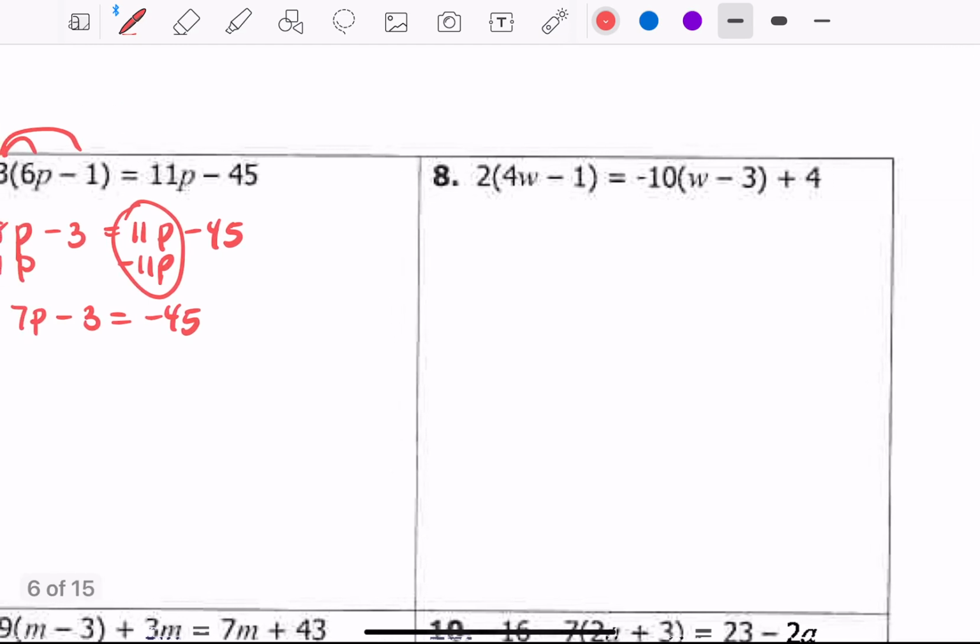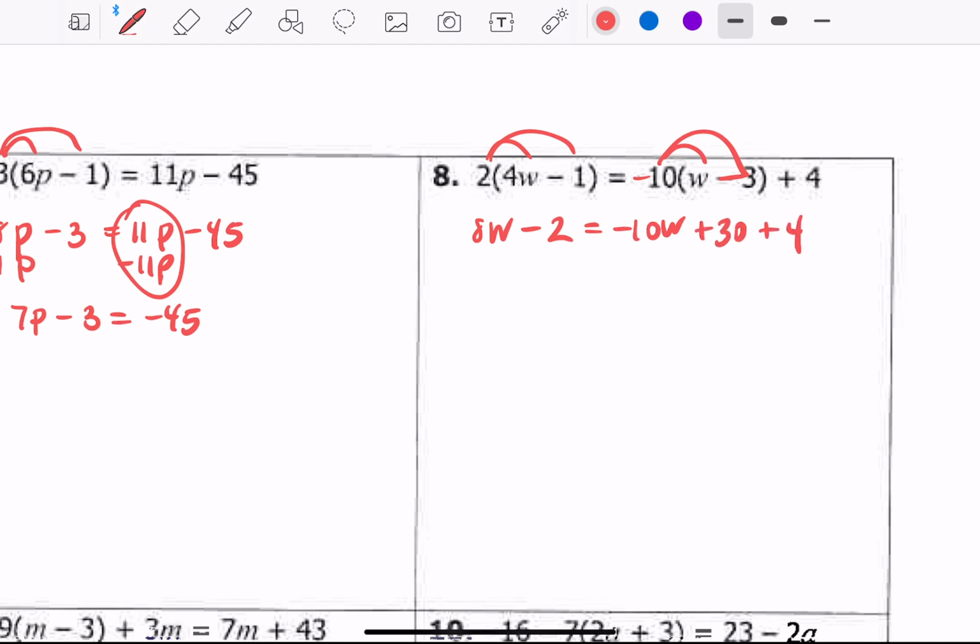Number 8, I have step 1 to deal with. I have parentheses. So 2 times 4w is 8w. 2 times minus 1 is minus 2 equals. And then over here, negative 10 times w is negative 10w. Then I have negative 10 times negative 3. Don't forget that negative becomes positive 30 plus 4.